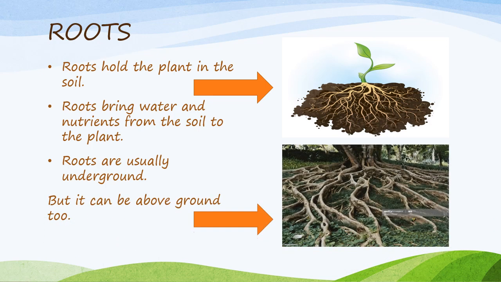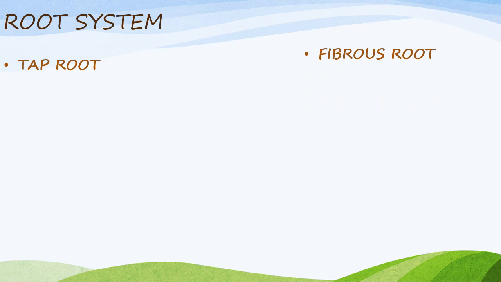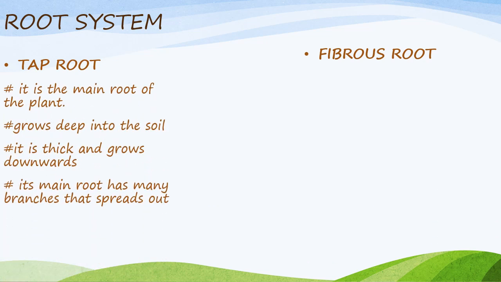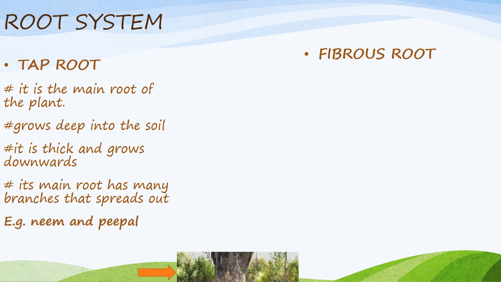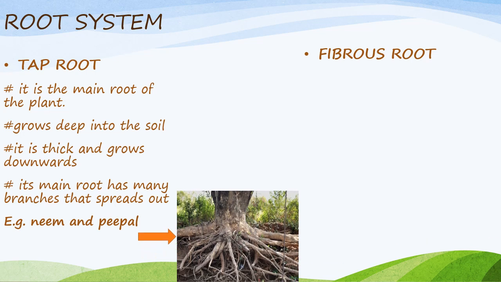Have you seen this type of tree which has huge roots above the ground? It is very interesting, right? So let us learn about the root system. The root system has 2 types of roots, taproot and fibrous roots. The taproot is the main root of the plant. It grows deep into the soil. It is thick and grows downwards.